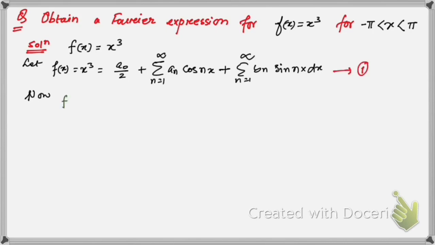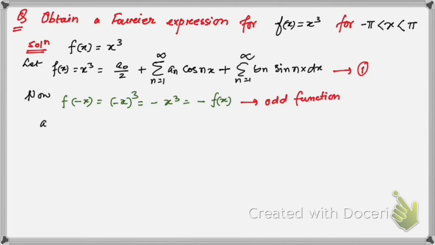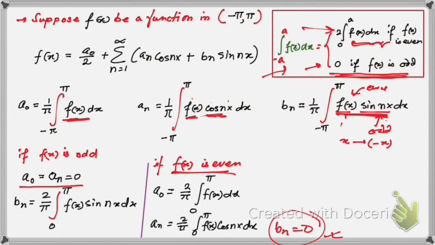Now you see, f of minus x, here minus x whole cube, that's going to be minus x cube, that is minus f of x, right? So which means this function is odd. Odd function. So a_0 and a_n will be equal to 0, because we have already discussed in the previous slide, for an odd function these two must be 0.